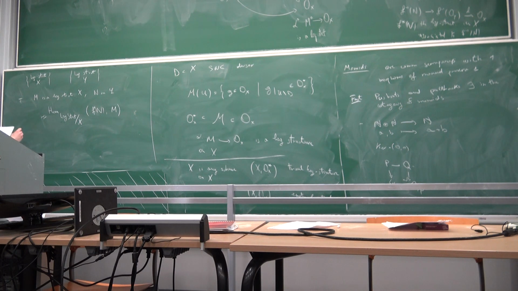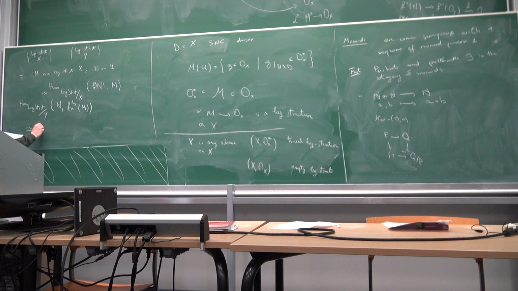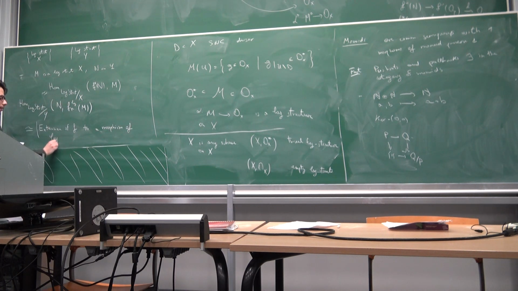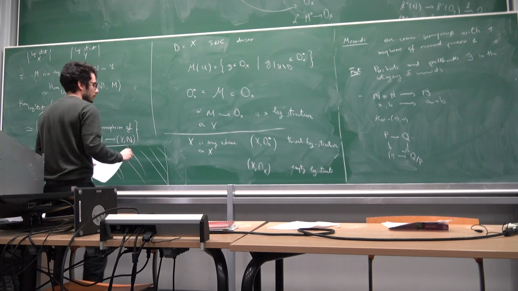So I changed my mind. And this is isomorphic to the homomorphisms of log structures on Y from N onto the direct image of M. And both these sets will be in bijection with the extensions of F. So recall that F was a given morphism of schemes from X to Y. Extensions of F to a morphism of log schemes from X with the log structure M to Y with the log structure N.